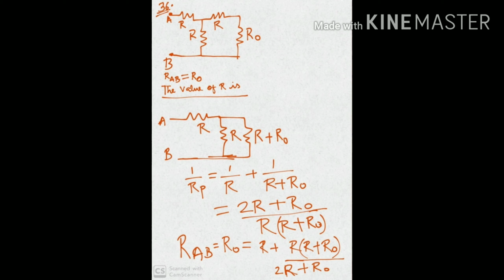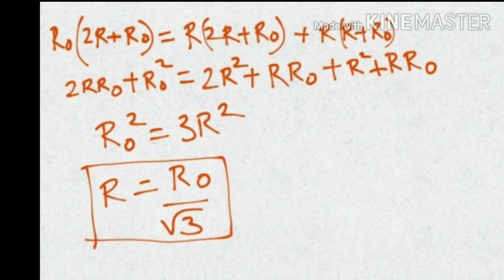On substituting this, we get R0 into (2R plus R0) equal to R into (2R plus R0) plus R into (R plus R0). On cancelling, we finally get R equal to R0 divided by root 3. So option D is right for this problem.